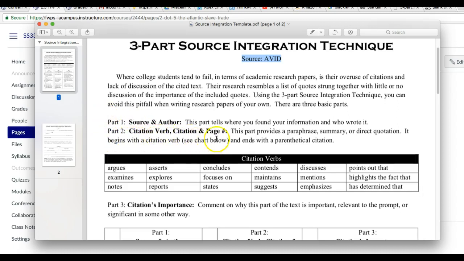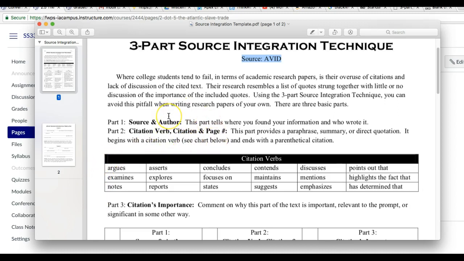On to part two. Citation verb, citation, and page number. So the citation verb, this professor has actually put a whole bunch of examples into this table here. So you could use these citation verbs, or if you have another one that works better, you can use that too. But this will at least help to get you started with your citation verb.